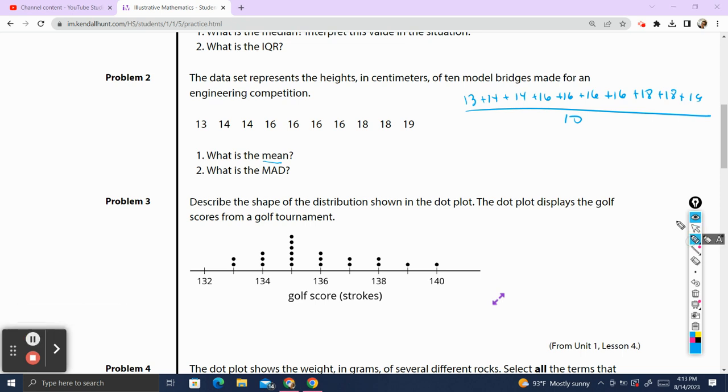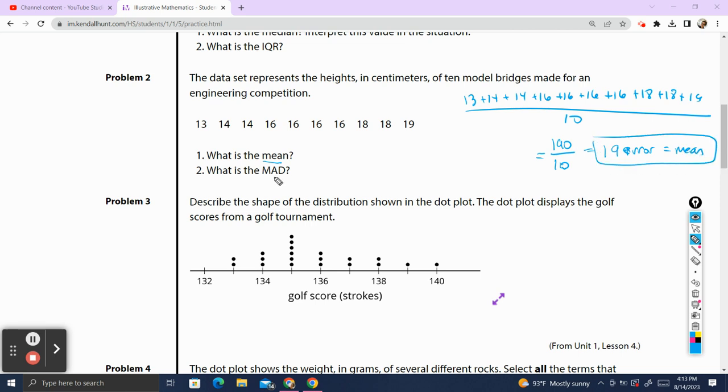So we've added them all up, and our top value is 190 divided by 10. So 190 divided by 10 values gets us 19 as the mean. We're going to write 19 errors equals mean.